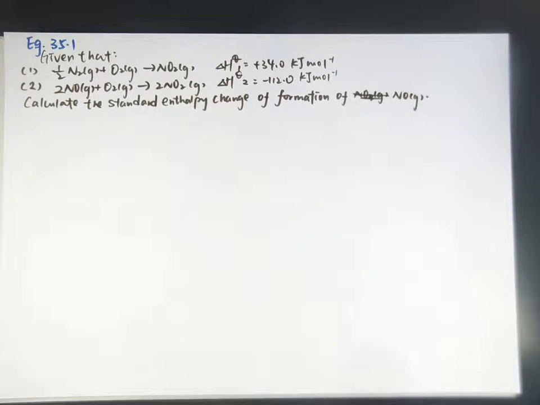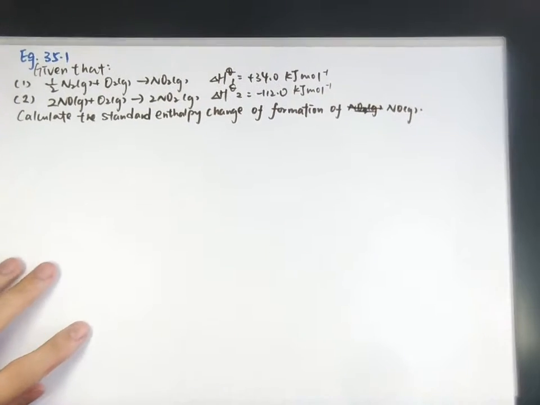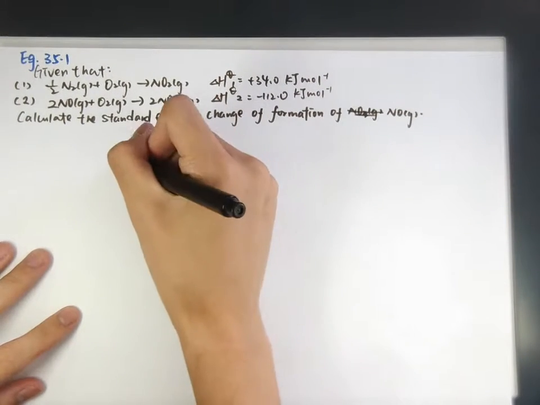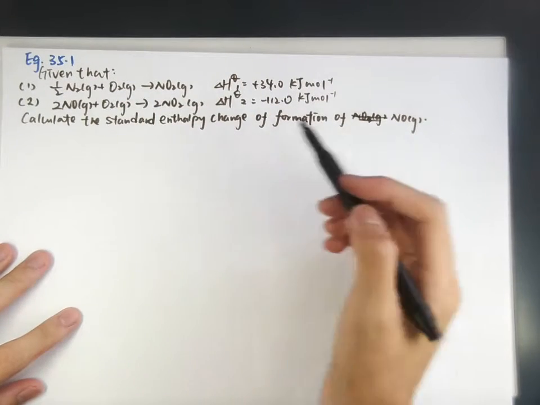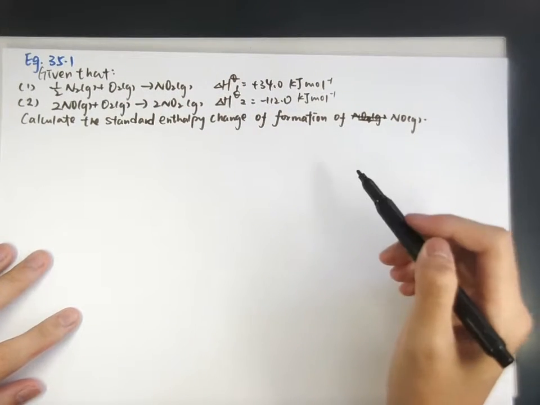Now let's get some real practice in drawing enthalpy change cycles and calculating the standard enthalpy change of formation of some substance, okay? So let's do so. The formation of NO. So we write the standard enthalpy change of formation of NO.